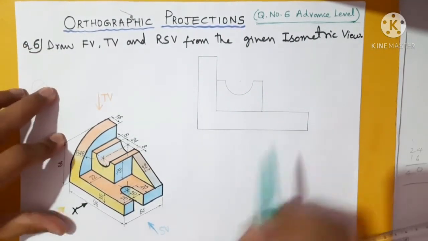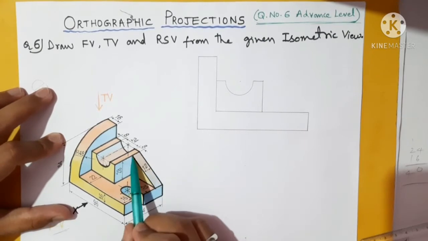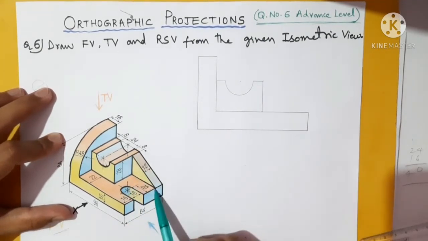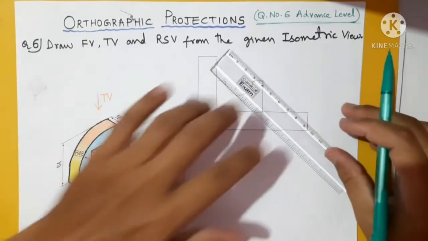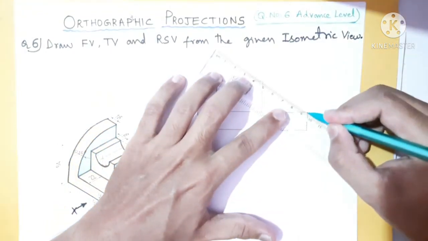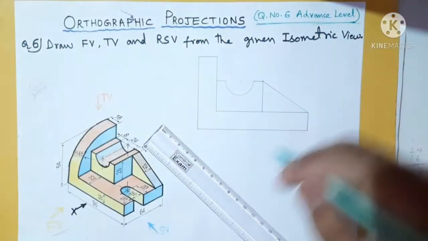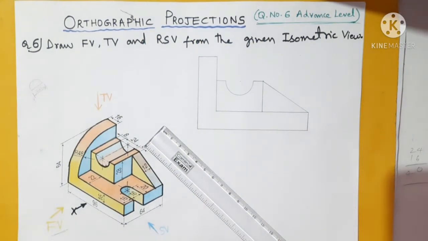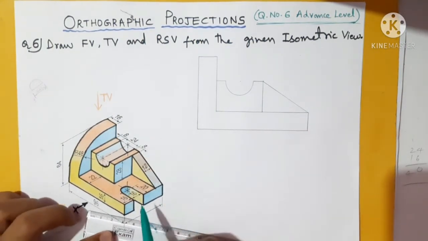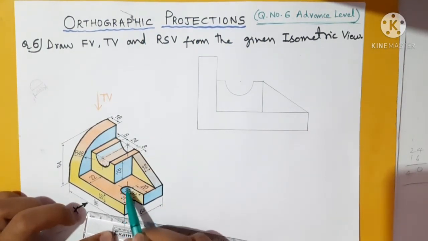Next, this rib is there. From here it is starting, it means from here it will start and it is ending here. Just simply join, no need of any angle or measurement. From these two corners you need to join this rib, that's all. Then what else is left? You need to show this slot cut over here followed by this semicircle.